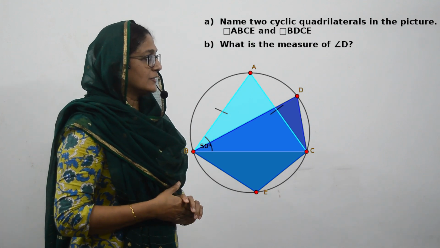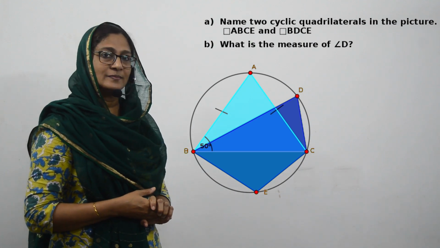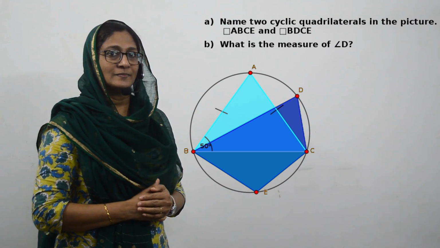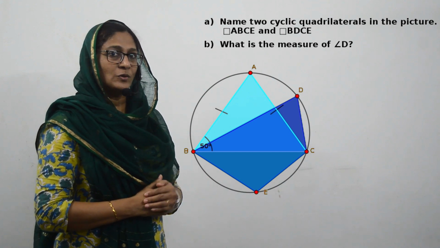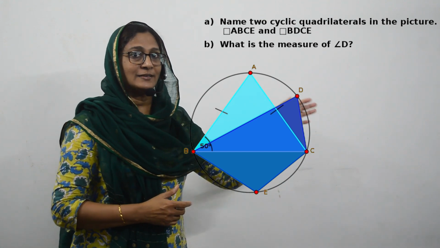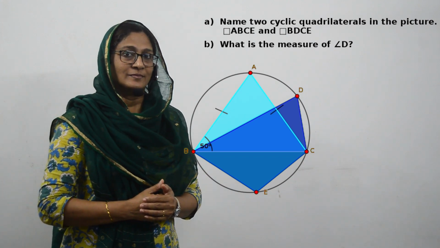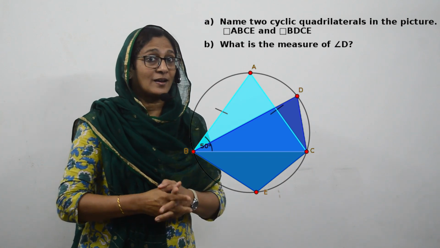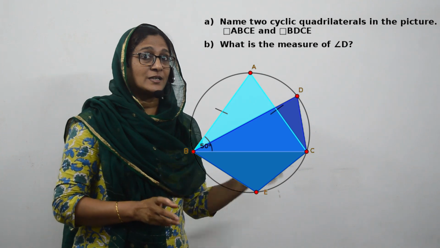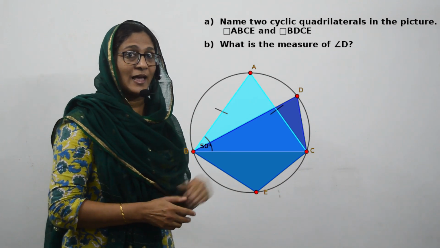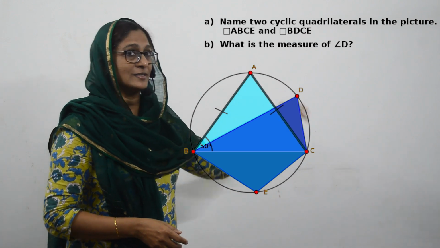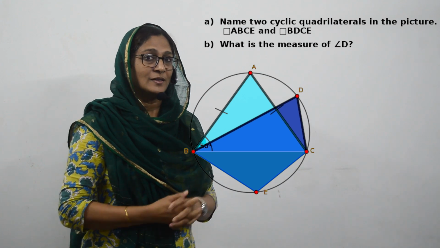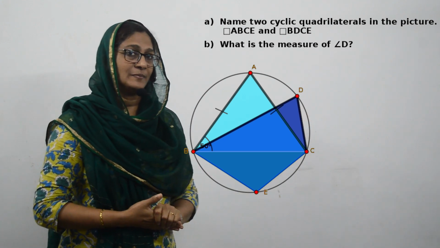What is the measure of angle D? Looking at the figure, notice the 2 angles, angle A and angle D. Does it look familiar? Yes, children. In our last classes, we have studied about angles in the same arc. Angle A and angle D are 2 angles in the same arc, and so they are equal. All angles in same arc are equal. So angle A will be equal to angle D.